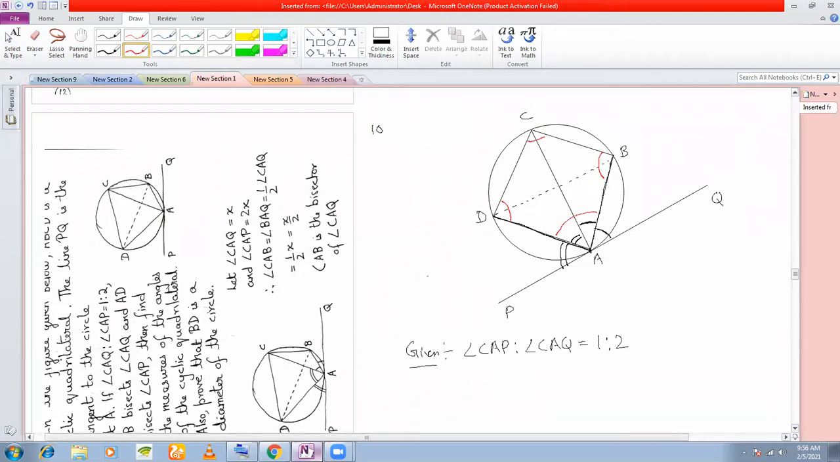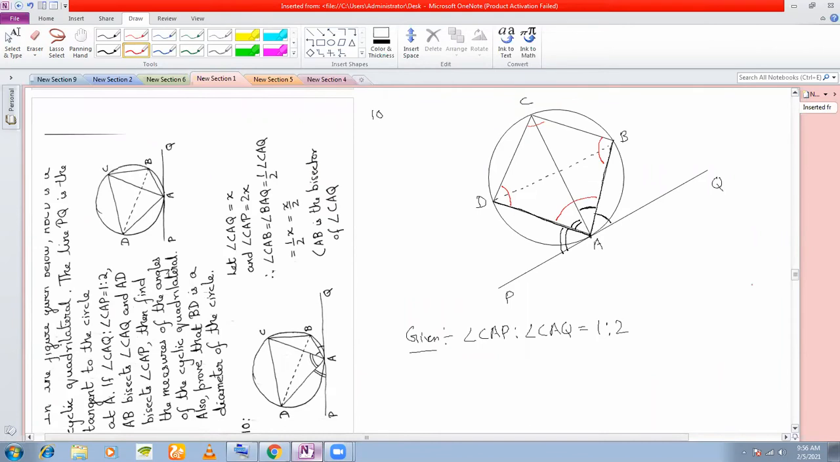All the measures of these angles you will have to find. So now let's see how to find. The ratio of these two angles is given to you, CAP is to CAQ. So what I can assume is, let angle CAP be equal to x and let angle CAQ be equal to 2x.